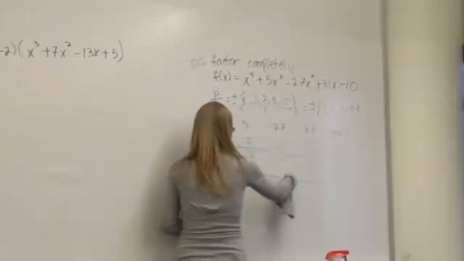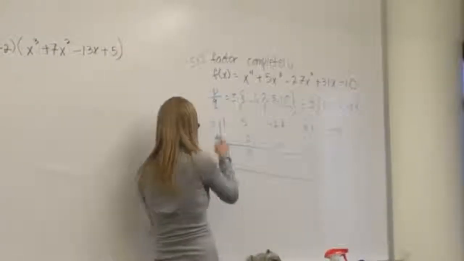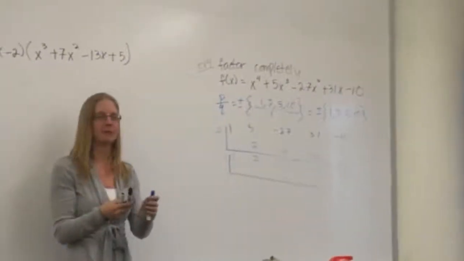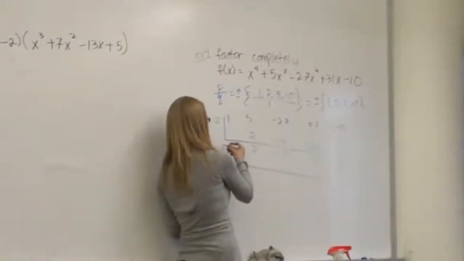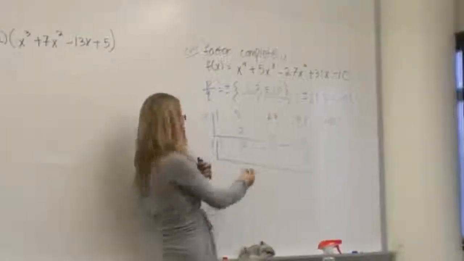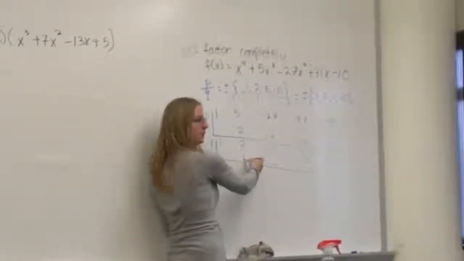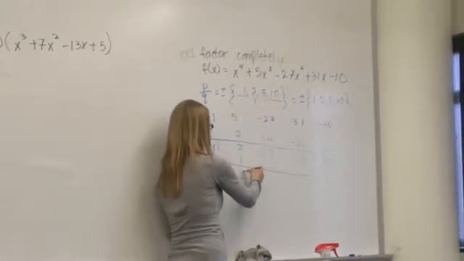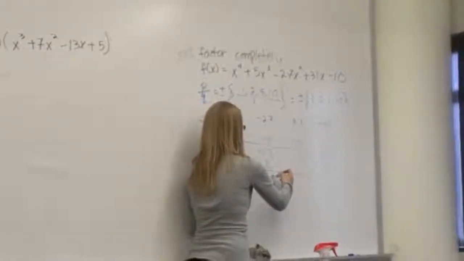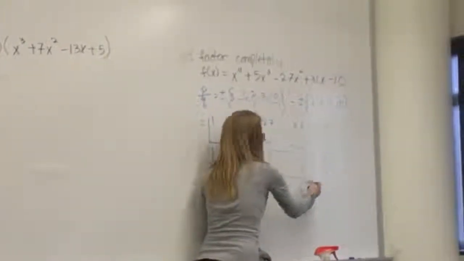What number do you guys wanna try? 5. I'm gonna try a positive one. I'm gonna be different. A rebel today. I tried -1, it didn't work. I'm gonna try positive one. So drop down the 1 and then you multiply. And then you add and then you multiply, and then you add and then you multiply and then you add. Okay, that one did work.